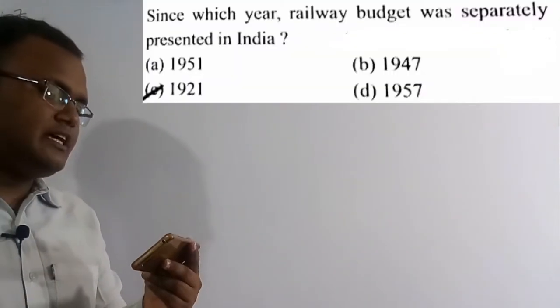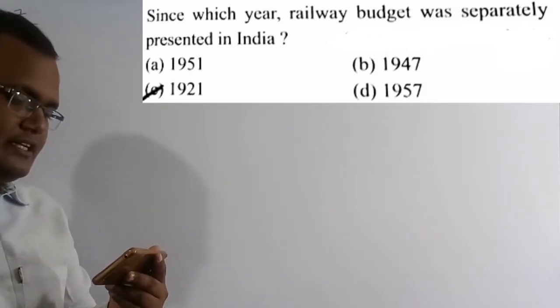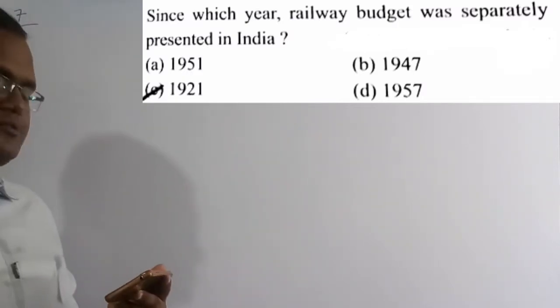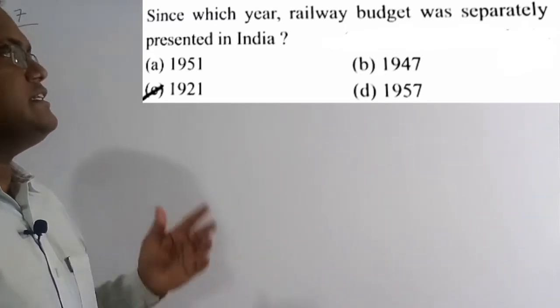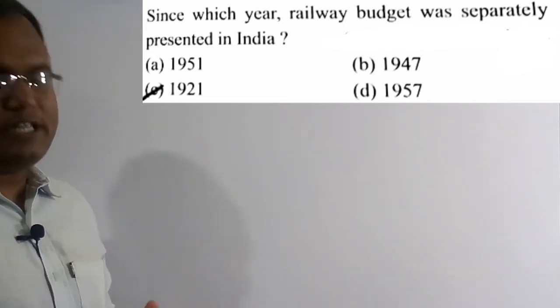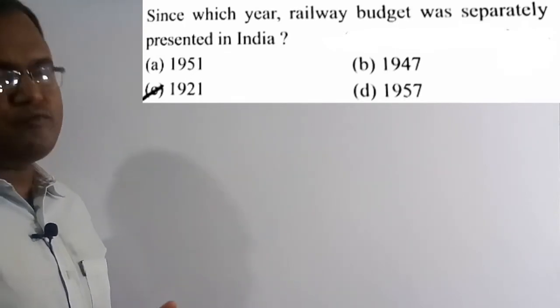Now we are going to solve the 47th question. See the question here: since which year was the railway budget separately presented in India? What are the four options? The answer is 1921. From 1921 onwards, the railway budget was separately introduced in India. So let's discuss some more facts about this.